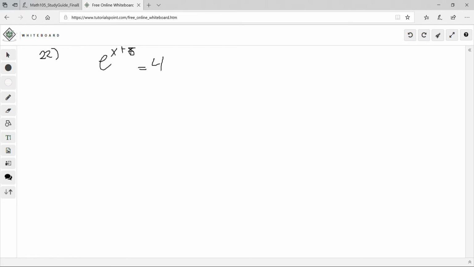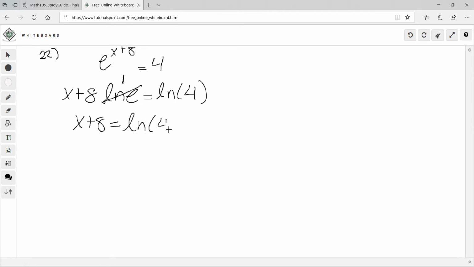So the rule for natural log or log is whenever you have an exponent, you always put it in front of the natural log. So it's going to be x plus 8 natural log of e, and then you're going to take the natural log of 4. So remember, natural log and exponential are inverses, so they cancel and they just become a 1. So it's like 1 times 8, so it's just x plus 8 equals natural log of 4.